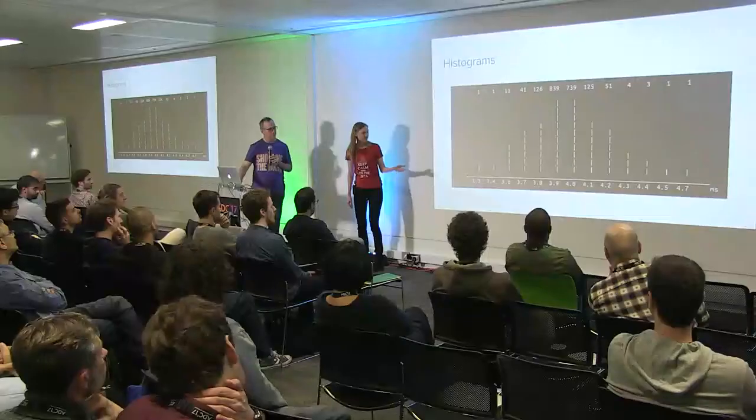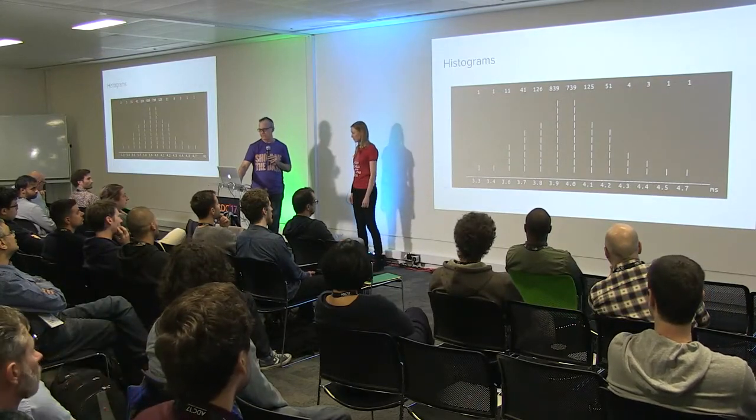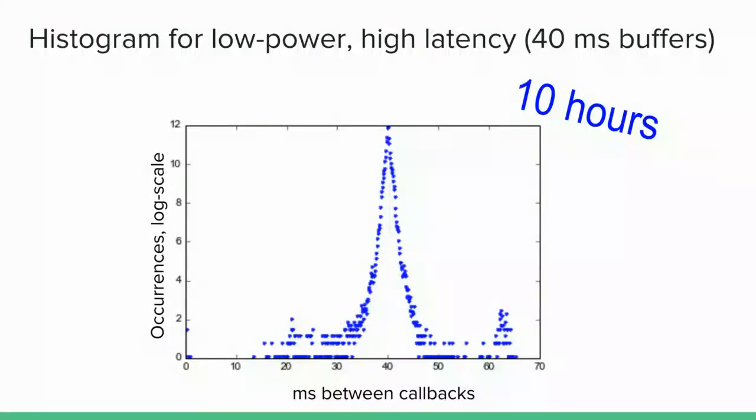This histogram comes from real-time analysis, but we wanted to look at long-term data. That's where looking at offline data was useful. This histogram is actually for 10 hours of data. Maybe Glenn can talk about this particular histogram.